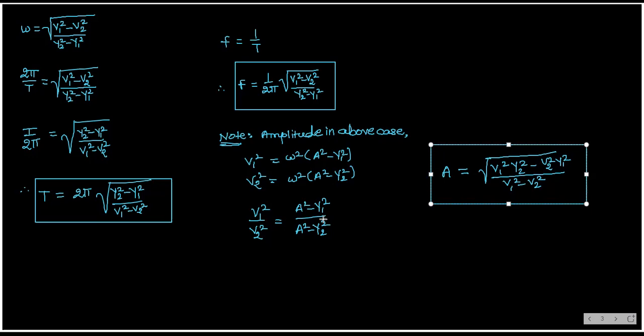So this is frequency, time period, and amplitude. Understood? Note down. Yes, finished. Okay, let's move ahead. Next one is, what is phase?